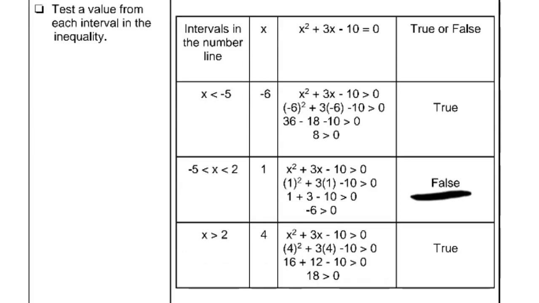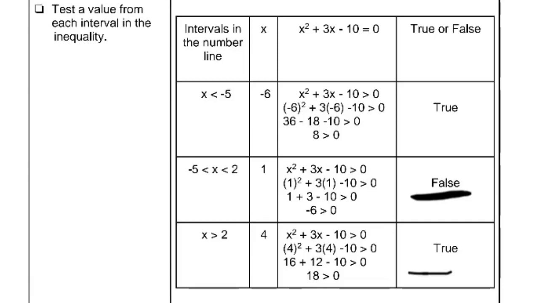Then for the third interval, x is greater than 2. So you have there 4. Again, you can use any number as long as it is greater than 2. So you can use 3 and so on. So in this example, this is 4. So 4 squared, 16. 3 times 4 is 12. So 16 plus 12, then minus 10. So the answer here is 18 greater than 0, which is true.